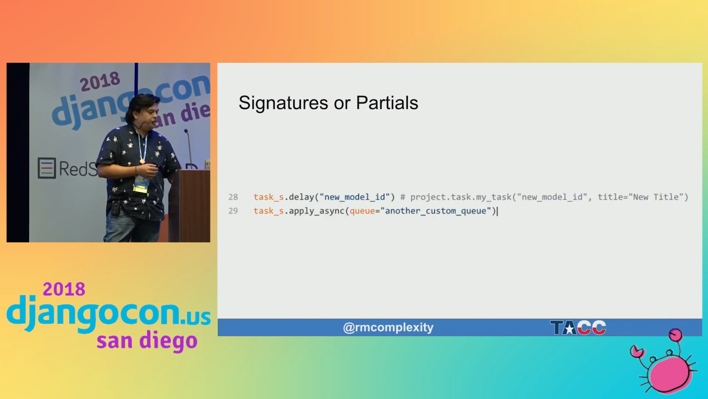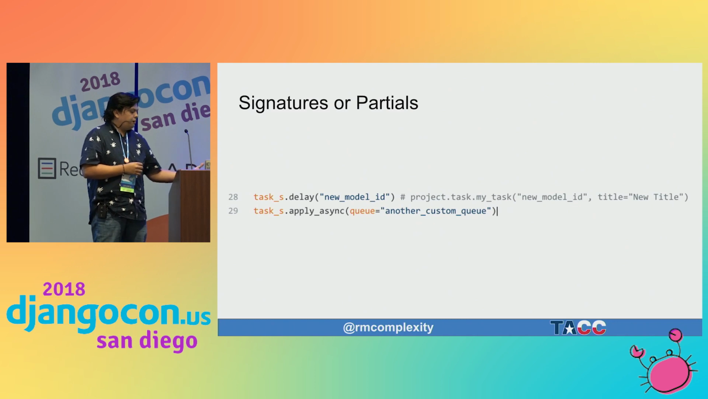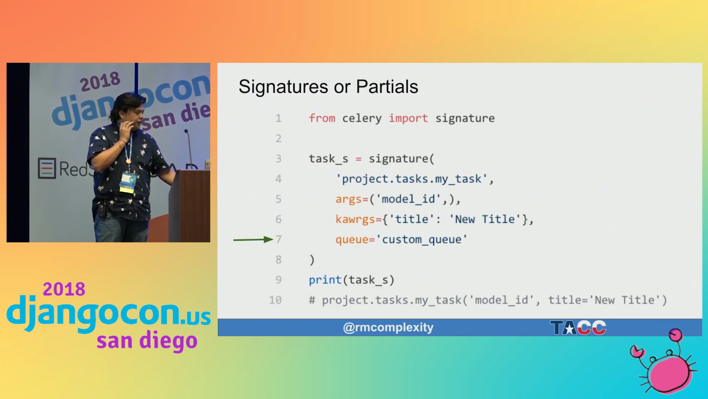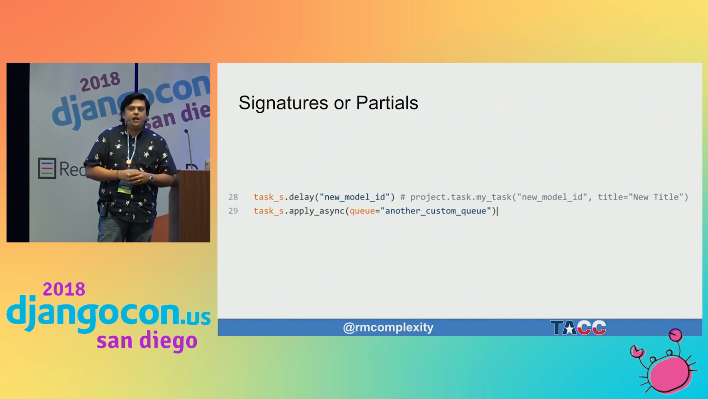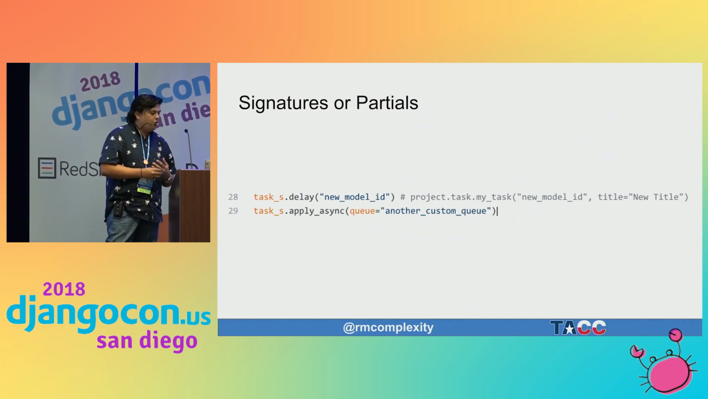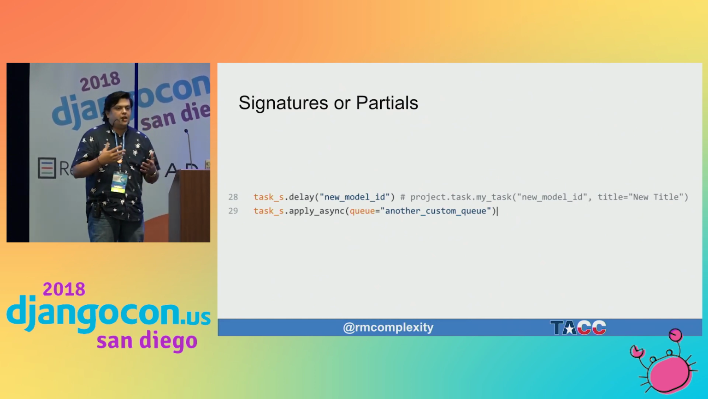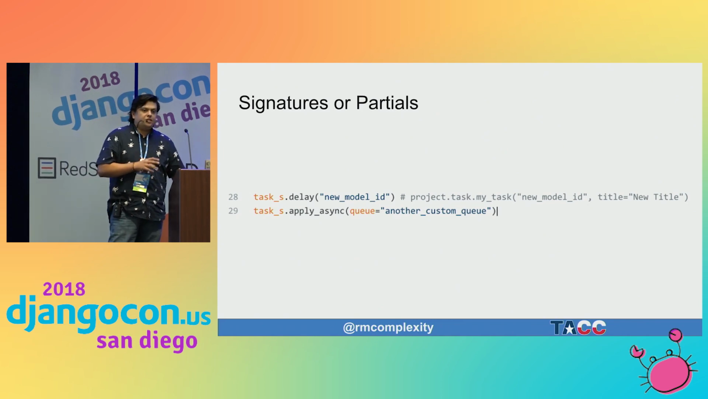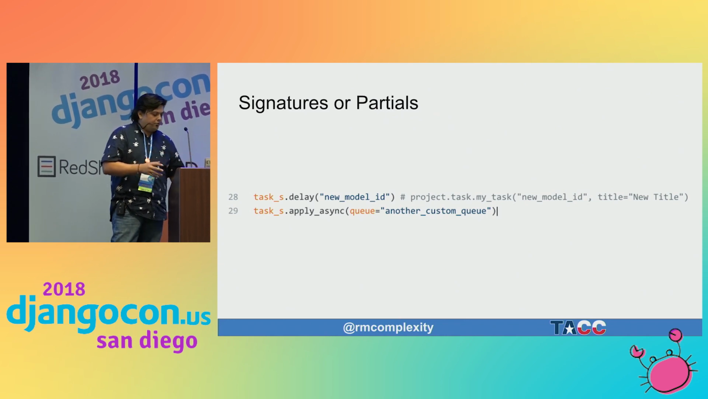So for instance, here on the first line, we're using the signature that we have already created here, and we are actually using another parameter, which is going to be this string called with the value new model ID. Or we can also set another queue that task is going to go to. Now, this is the very beginning of how to start creating workflows.